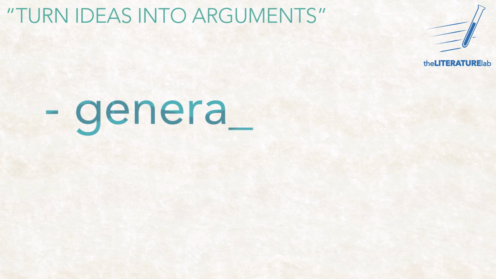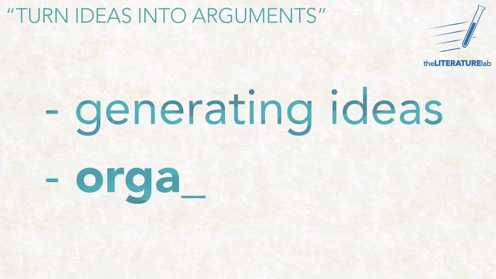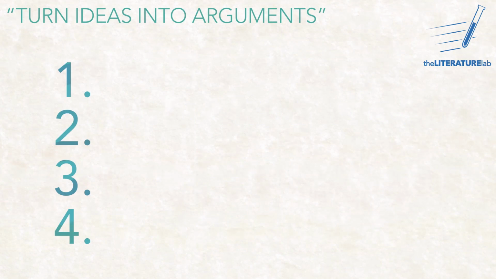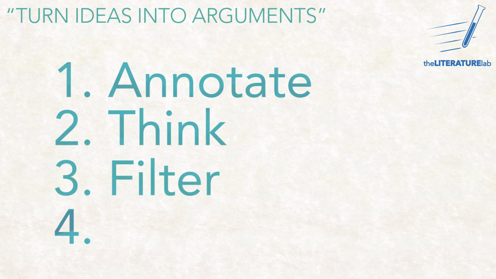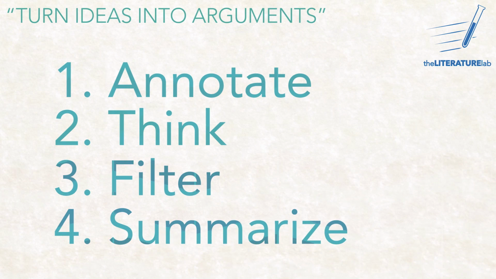The process of generating ideas from texts and organizing your ideas into arguments has 4 stages. First, annotate. Second, think. Third, filter. And fourth, summarize. In stage 1, you read and annotate your text. In stage 2, you stop and think about what you've read and you generate ideas about it. In stage 3, you organize those ideas and you filter out the weak ones. Finally, in stage 4, you summarize the strong ideas into arguments.